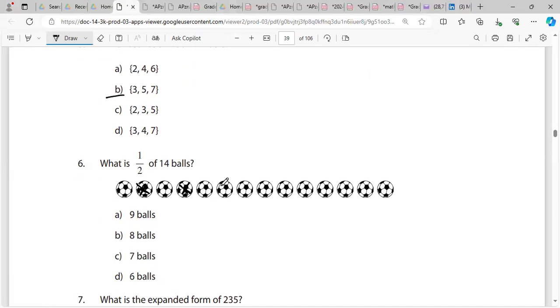We keep going, 1, 2, we cross off 1, until all the balls are paired. And then we count how many are crossed off. We have 1, 2, 3, 4, 5, 6, 7. So that's 7 balls. Let's move on to number 7.